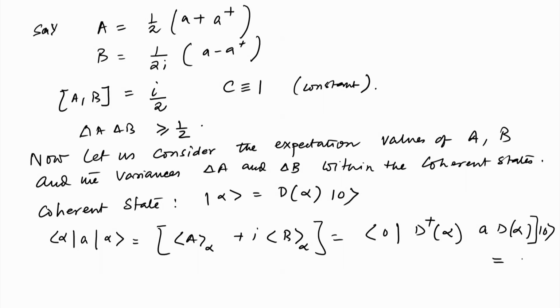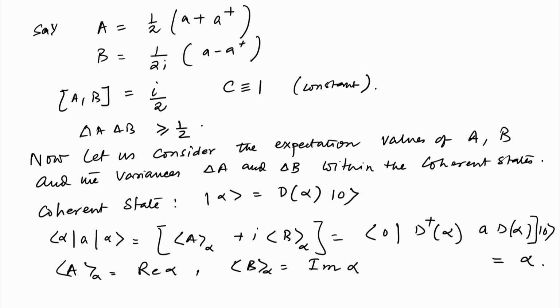And this is nothing but equal to alpha. So, it is very clear that A alpha is equal to the real value of alpha and B alpha is equal to the imaginary alpha. So, one of the canonical variables has an expectation with respect to the coherent state which is the real part of alpha, and the other one, the imaginary one, has an overlap in the coherent state as imaginary alpha, where alpha is of course a coherent state.